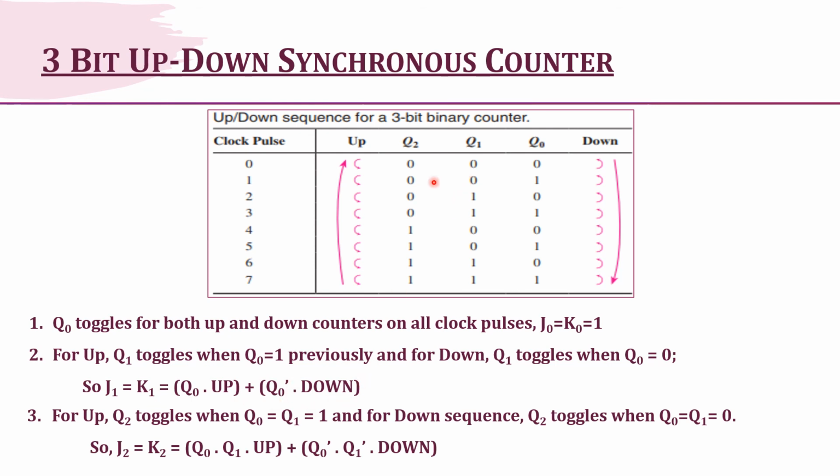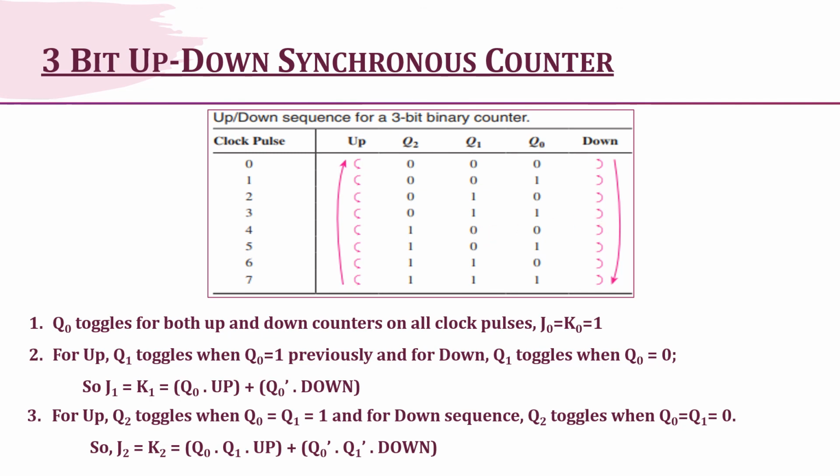So we can write the equation as Q0 into up plus Q0 bar into down. Okay. When we look into this Q2, for the up sequence, this Q2 toggles when both Q0 and Q1 value is 1. And for the down sequence, this Q2 toggles when both Q1 and Q0 value is 0. So we can write the equation as J2 is equal to K2 is equal to Q0 into Q1 into up plus Q0 bar into Q1 bar into down.